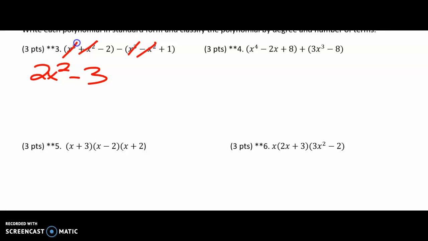Now we have to classify this. We classify it by degree and number of terms. By degree, it is a quadratic because it's squared. Number of terms, there are 2 of them, so that is a binomial.